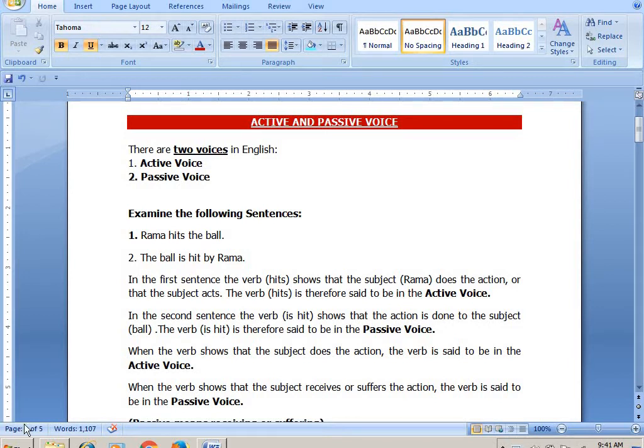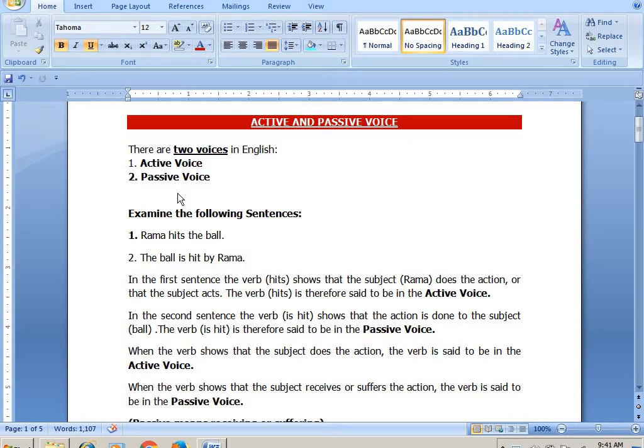Hello students, today we are going to study about the active and passive voice. I know students, it's a vast topic, but it's not difficult. If you pay attention, you will understand very well. So, here we go. There are two voices in English, active voice and passive voice.